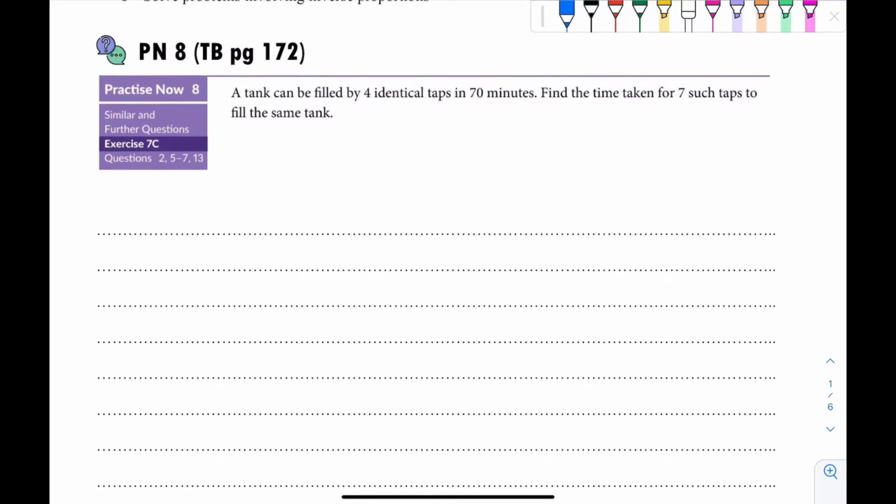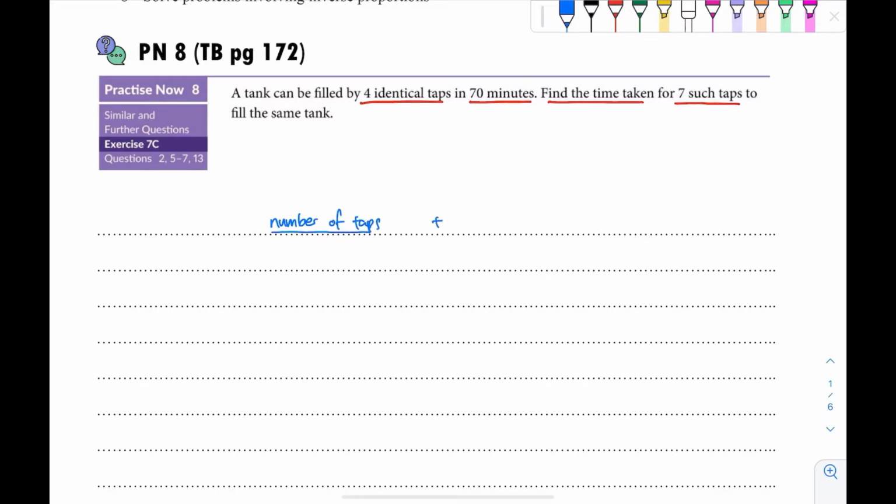In practice now 8, it says that a tank can be filled by 4 identical taps in 70 minutes. We want to find the time taken for 7 such taps to fill the same tank. So there are two things in the discussion over here. First is the number of taps, and the other is the time taken.